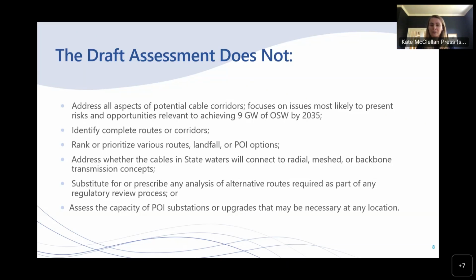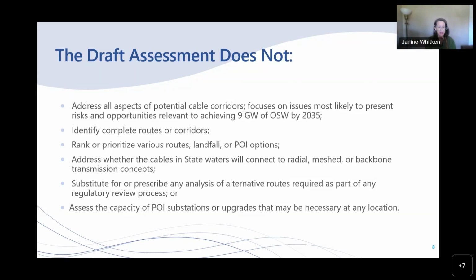So now that I've covered what the assessment does not include, I would like to hand it over to Janine Witkin, an Assistant Vice President at WSP USA. Thank you, Kate. Yes, as Kate mentioned, I'm Janine Witkin. I'm the project manager for the WSP team and the VHB team that has been doing stakeholder outreach with NYSERDA.